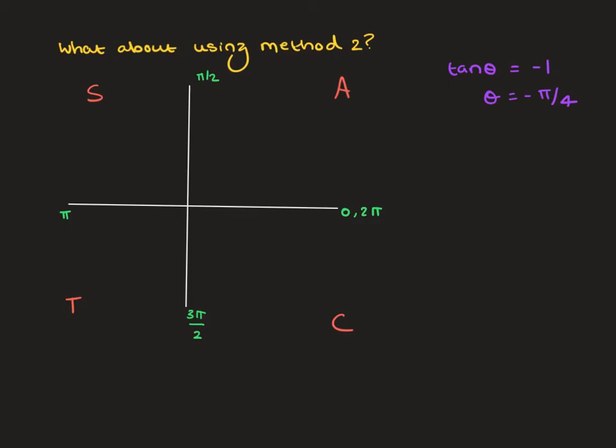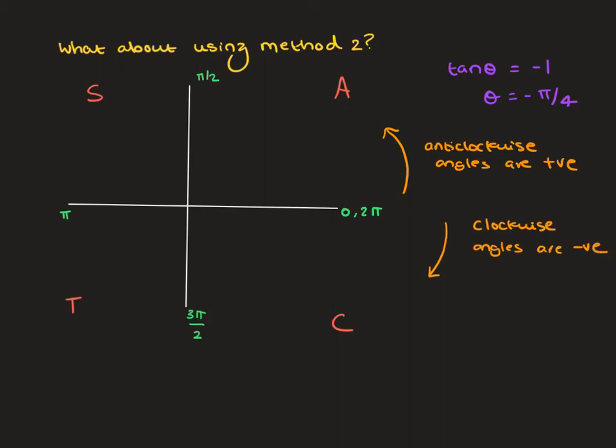Now, if you prefer, you might like to use method 2, the unit circle, to solve these equations. So let's take a look at the equation tan theta equals negative 1. Now the calculator, using inverse tan, gives us theta equals negative pi by 4. Now, what is a negative angle in relation to the unit circle? If you define your angle in an anti-clockwise direction, that's a positive angle.